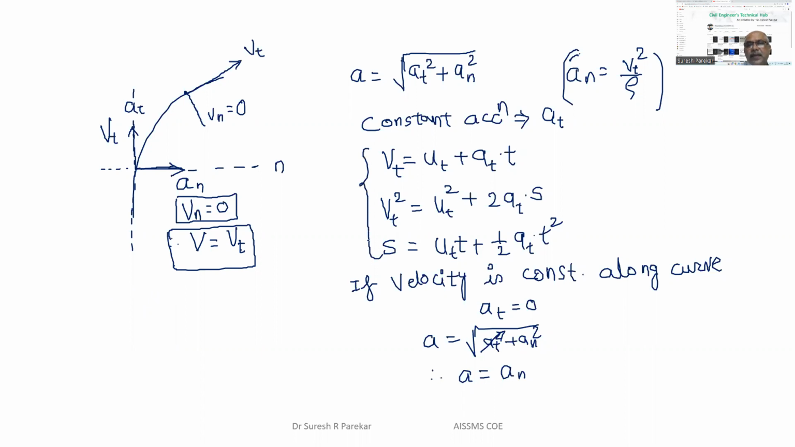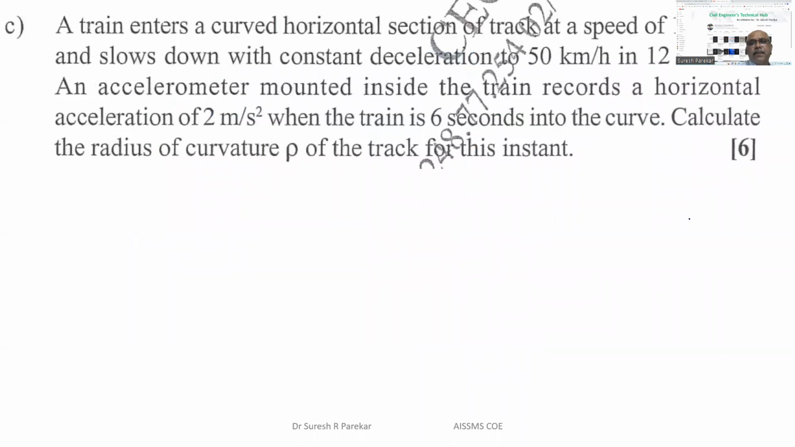So always keep in mind, whatever change in velocity there is, it is due to tangential acceleration, due to AT only. AN will not contribute to the change in velocity. So now we will see some problems.